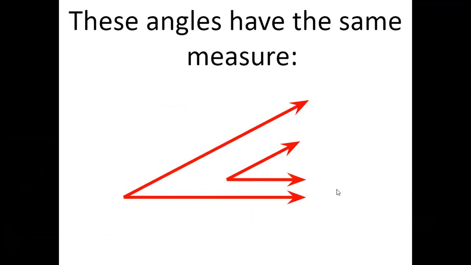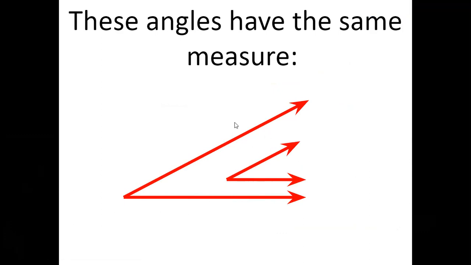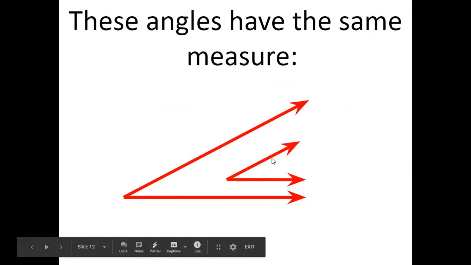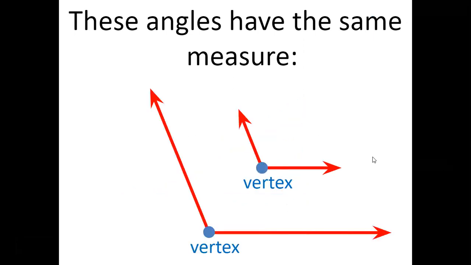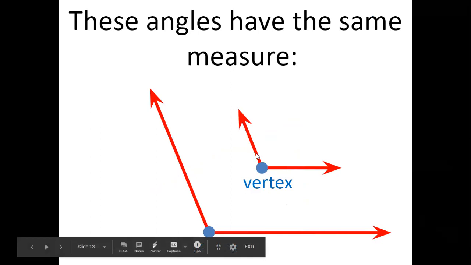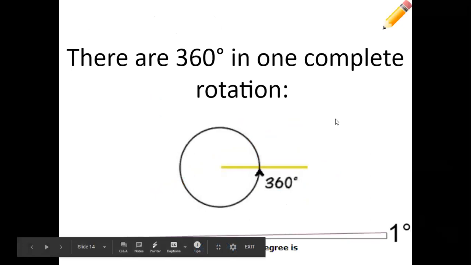So these angles have the same measure. Just because they are different in size, meaning this one's just drawn bigger to scale, it doesn't mean that they have a different angle measure because the inside is the same. One is just drawn a little bit bigger than the other, okay? These also have the same thing, even though this one's drawn to size a little bit smaller than this one, they both have the same angle measure, which is like this space right in between, okay? And the point where the two rays connect, we call the vertex, okay?